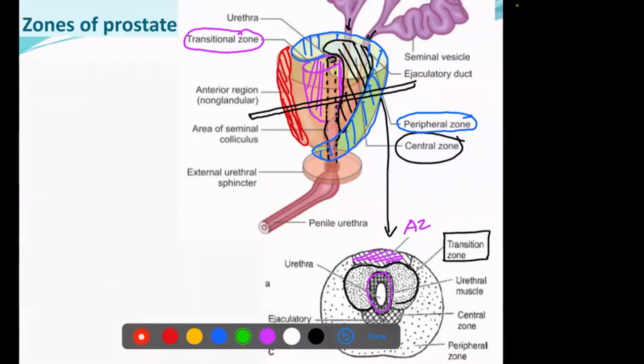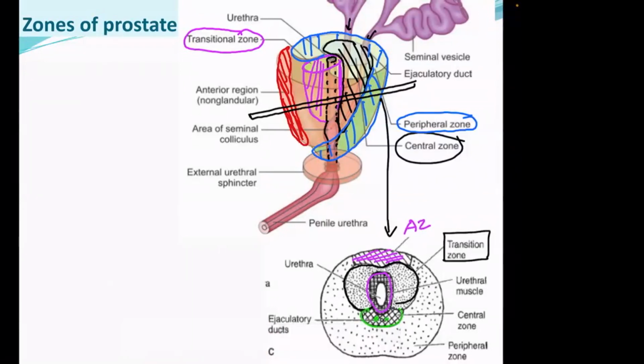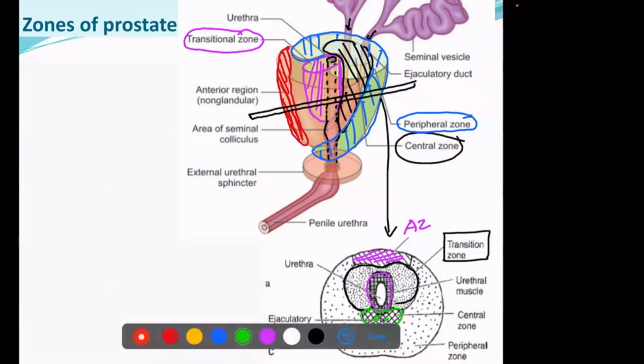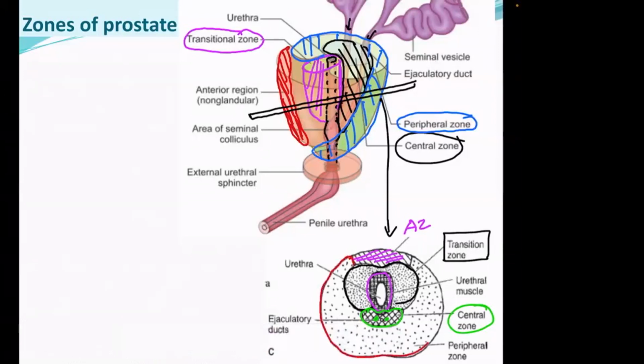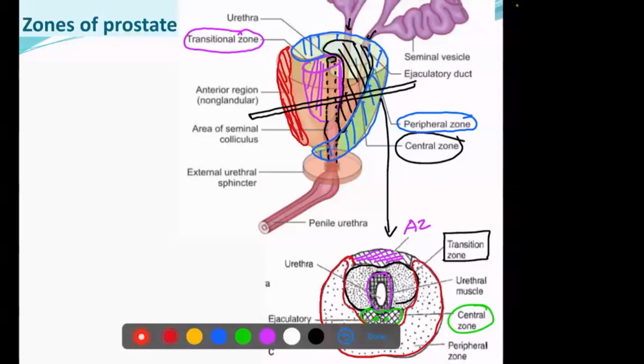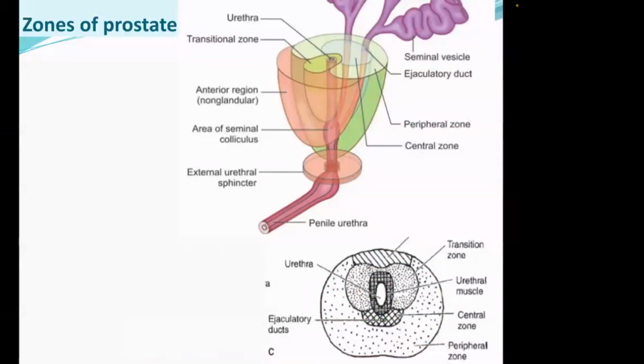The part of the prostate that lies between the two ejaculatory ducts is known as the central zone, and all the remaining area covering the anterior, lateral and posterior is known as the peripheral zone. The glandular distribution in these zones is different. That's why, depending on the glandular pattern, it is divided into four zones: transition zone, central zone, peripheral zone, and anterior fibromuscular area.